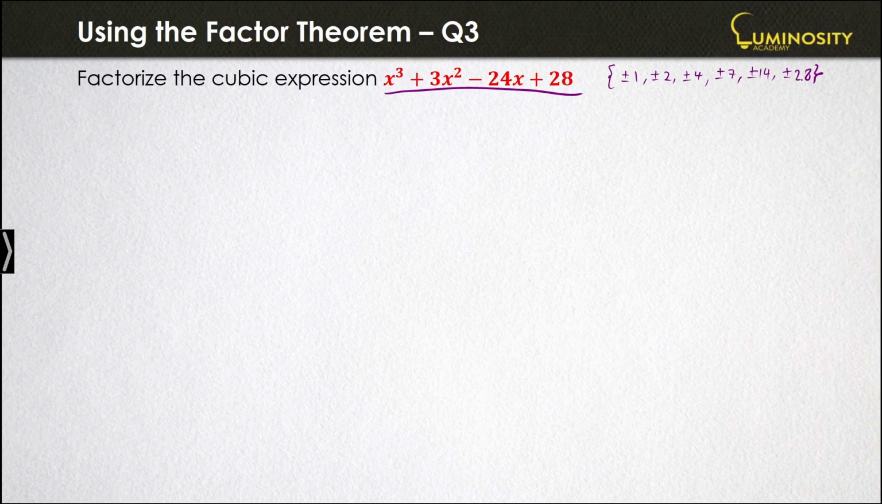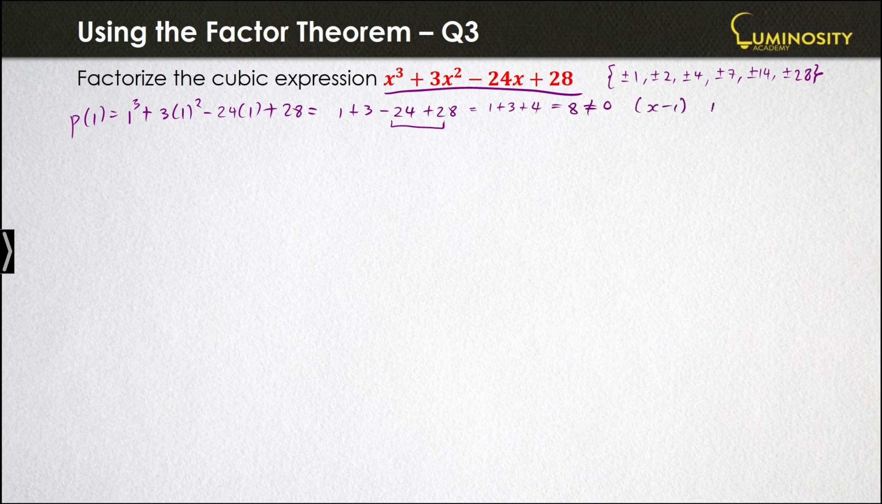I usually start with the smaller factors first, so when I put it into the polynomial, I don't have to do such large calculations. If I do p of 1 first, it's 1 cubed plus 3 times 1 squared minus 24 times 1 plus 28. That's 1 plus 3 minus 24 plus 28. Negative 24 plus 28 is positive 4, so I'm left with 8, which is not 0. So x minus 1 is not a factor.